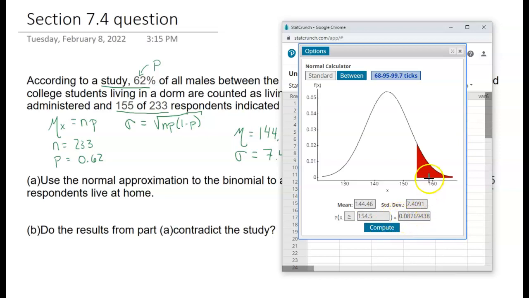So the probability that at least 155 males live at home is 0.08769. And so that's how you do that calculation. In the second part, you are asked to determine if your results contradict the study. And I'll leave you to determine that for yourself. I hope this helps.